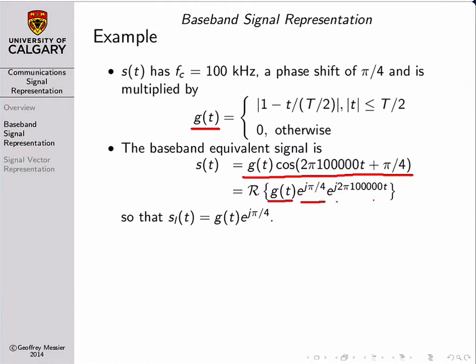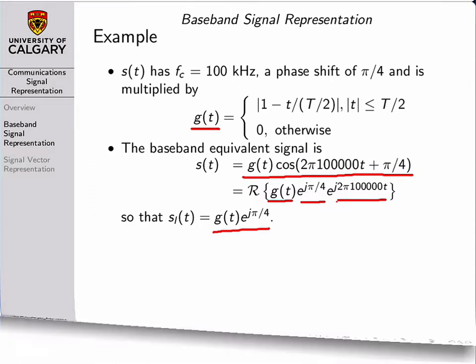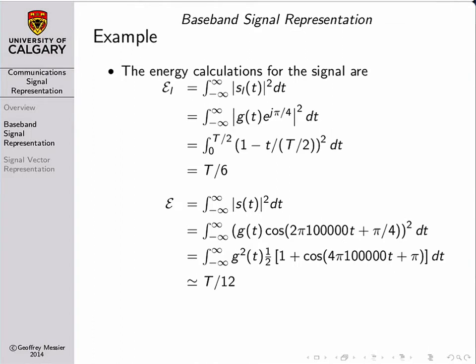Then we have our complex exponential with our carrier frequency. And so our complex envelope is equal to our triangular pulse multiplied by e to the j pi over 4. We can do our energy calculations both on the baseband, or the complex envelope, and on the full passband signal, and we can see our energy relationships that we've talked about hold.